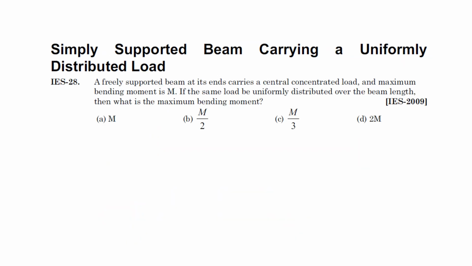Next question. They are asking: a freely supported beam at the end carries a central concentrated load and the maximum bending moment is M. If the same load is uniformly distributed over the beam length, then what is the maximum bending moment? You can see the options.